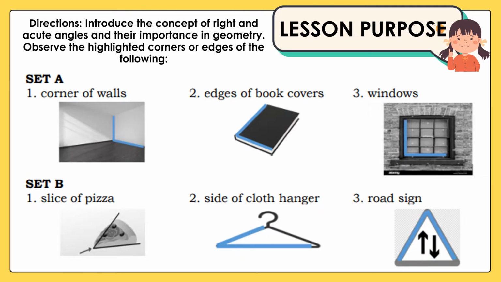For set B, number 1, slice of pizza. Number 2, side of cloth hanger. Number 3, road sign.